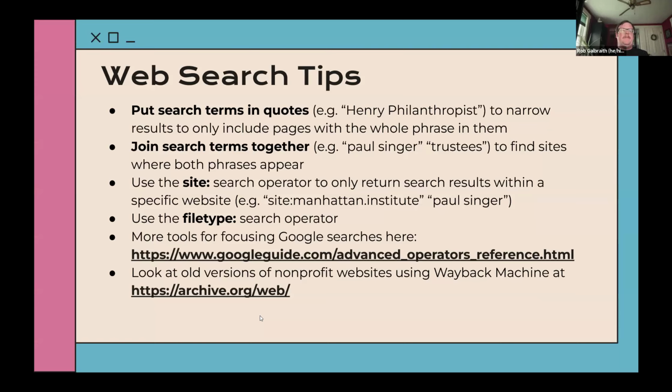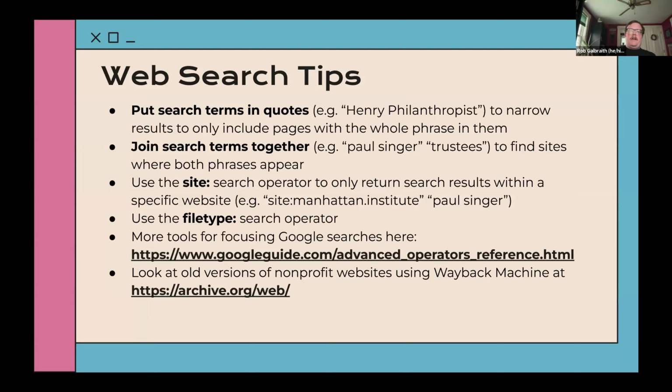But I think the number one search engine tip has got to be putting search terms in quotes. By putting a phrase in quotes, that is going to ensure that your results only include pages that have that whole phrase together in them. So if you're searching, for example, for a nonprofit board member named Henry Philanthropist, you're going to want to put that in quotes. So you're finding only results that have those two words right next to each other, not every web page that mentions the name Henry and the name Philanthropist, far apart from one another.